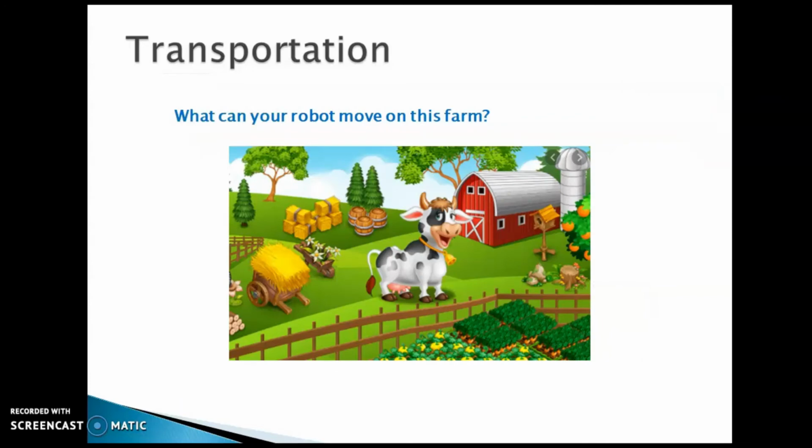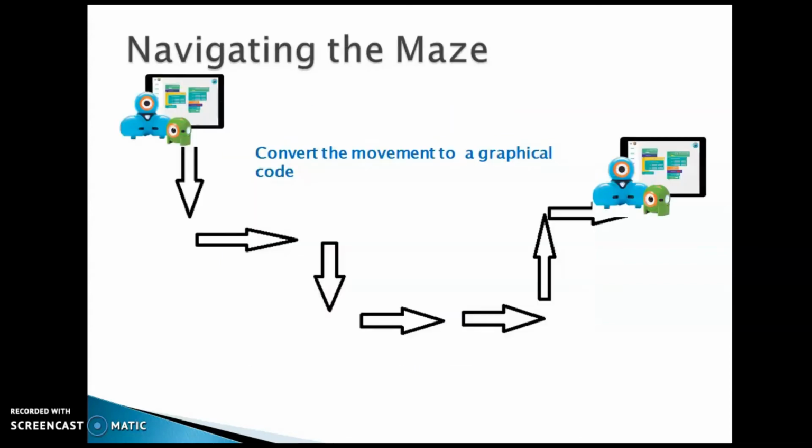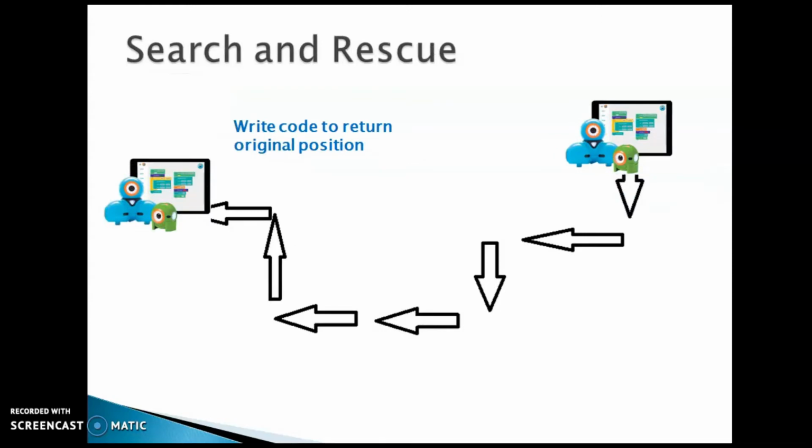Alright, what can your robot do on a farm? We can, of course, identify some of the things that are on a farm and then talk about what a robot can do on the farm. So navigating a maze, convert the movement to a graphical code. So just based on looking at the arrows, the teacher, or the student with the teacher's help, can then come up with the code for this program.